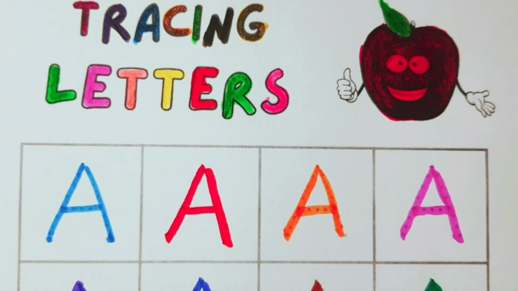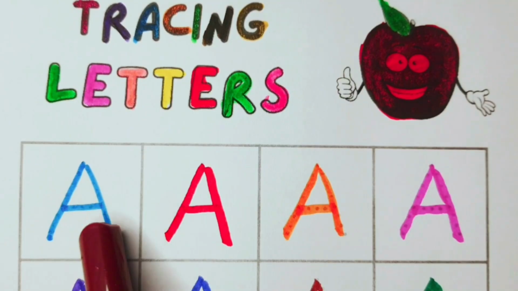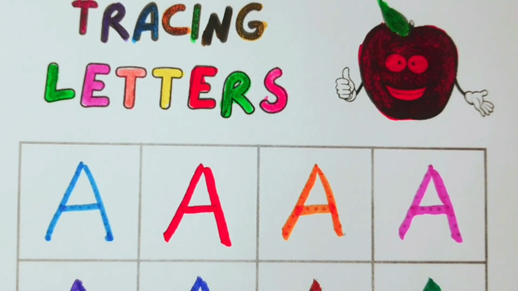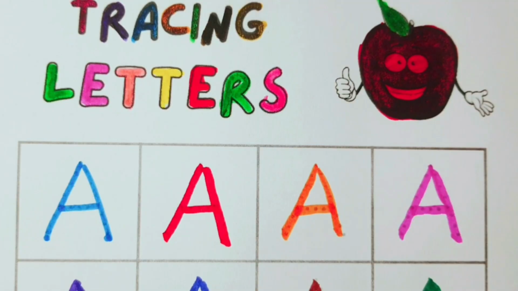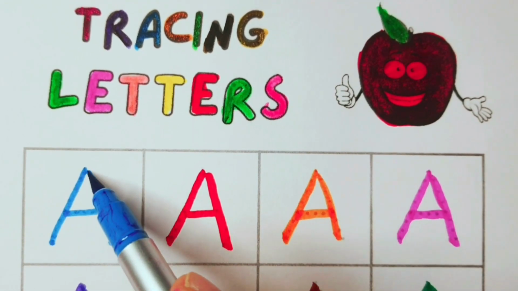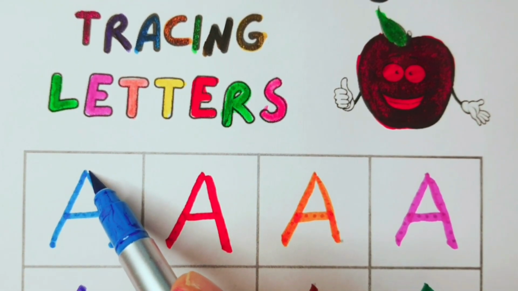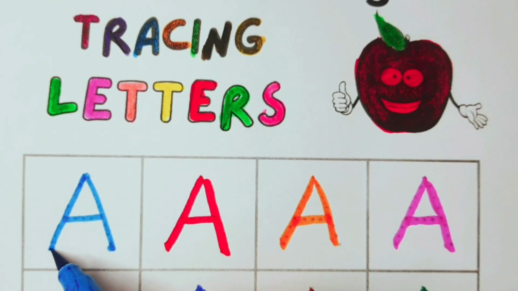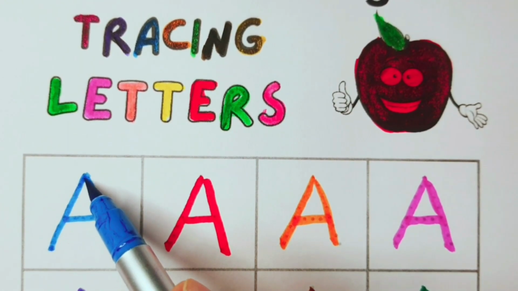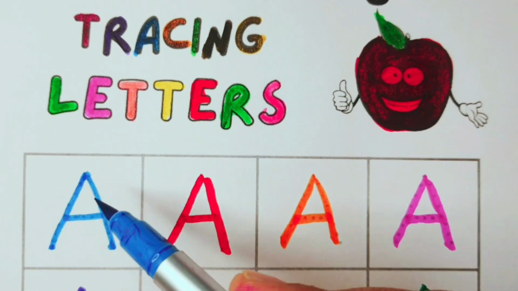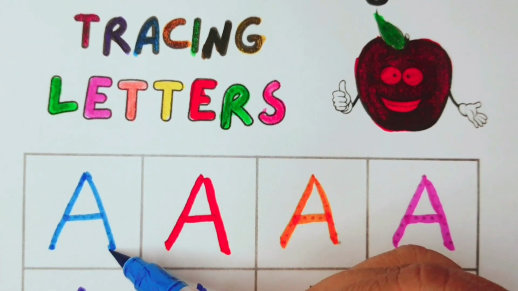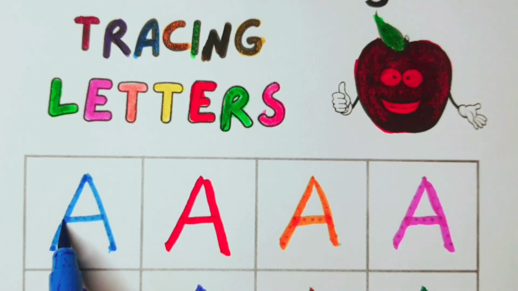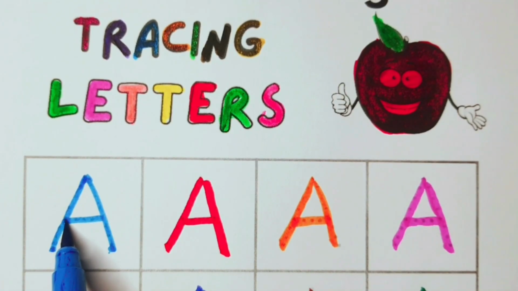Let's learn again how to write capital letter A. Let's start. Start at the top and draw a slanted line down to the left. Then go back to the top and draw another slanted line down to the right. Finally, draw a straight horizontal line across the middle of two slanted lines.